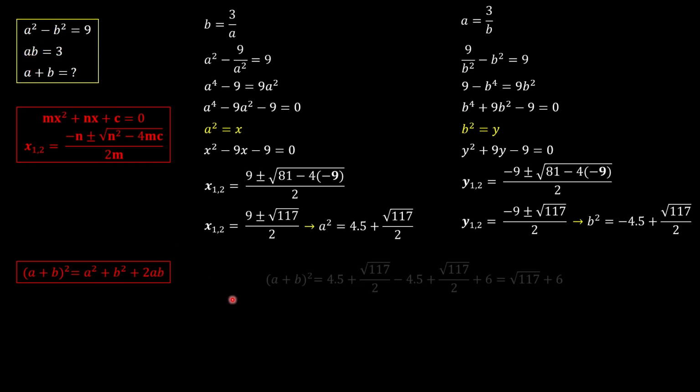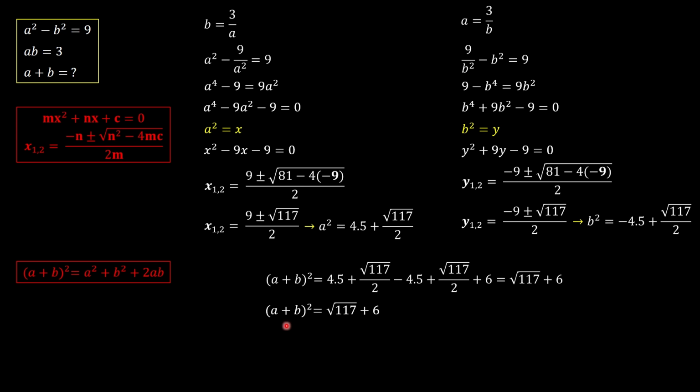Then we will get a plus b squared equals 4.5 plus the square root of 117 divided by 2, plus minus 4.5 plus the square root of 117 divided by 2, plus 6. And 4.5 minus 4.5 will be 0. These two terms we can simply sum. Then the 2 will be reduced. Then all this expression can be written as the square root of 117 plus 6. So it means a plus b squared equals the square root of 117 plus 6.